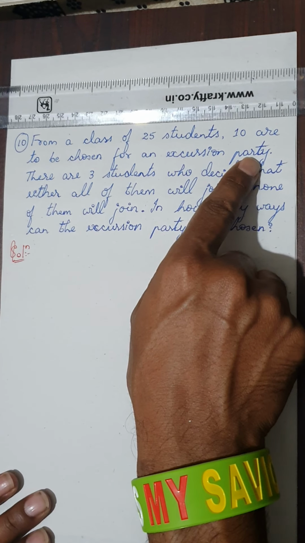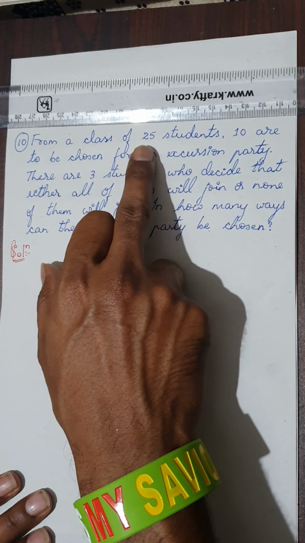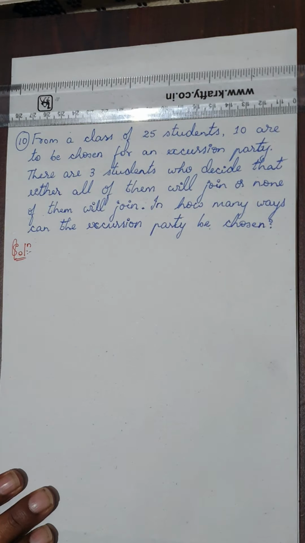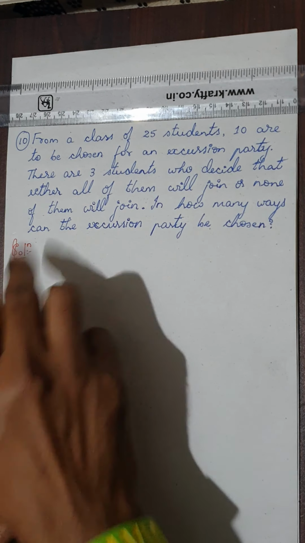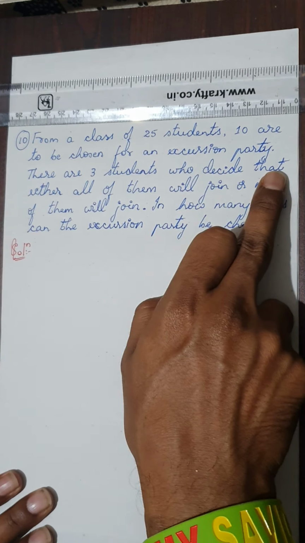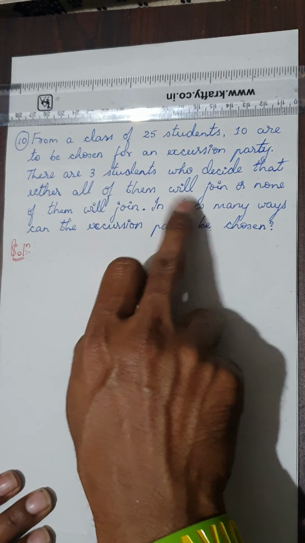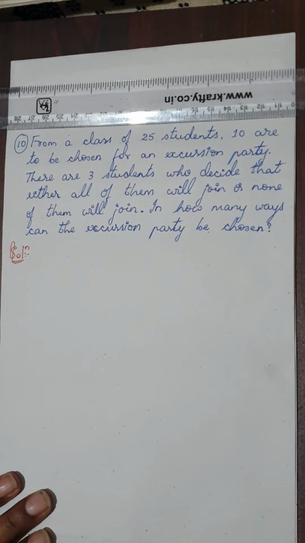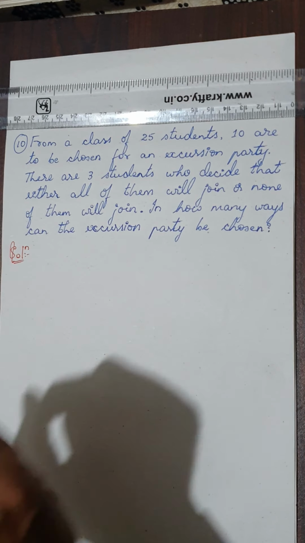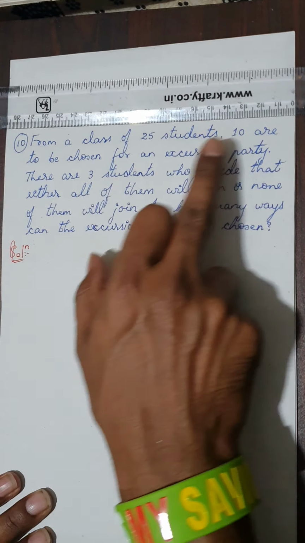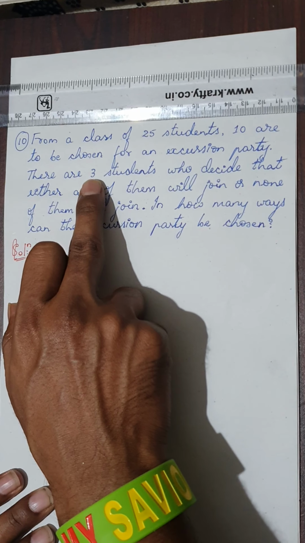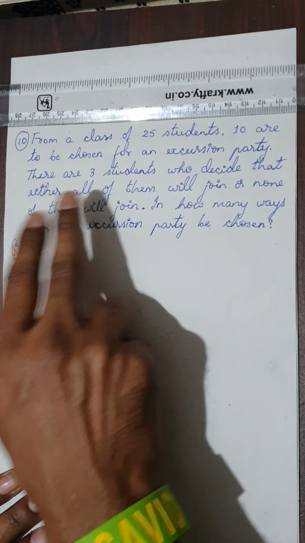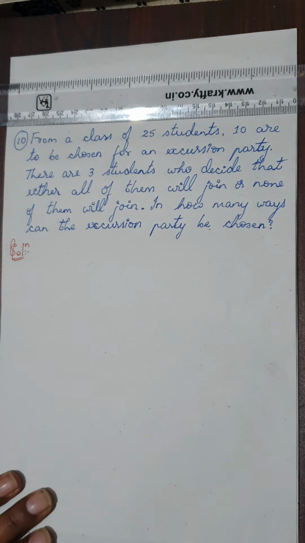Excursion means they are going on a trip outside, 25 people are going, 10 has to be selected. Sorry, out of 25 people, only 10 of them are selected. Are you understanding? The condition is, there are 3 students who decide that either all of them will join or none of them will join. I told you, these are 3 idiots. Oh sorry, 3 close friends. Among these 25, 3 people are best friends. They say, if we go, all 3 of us will go, otherwise no one should go. Such a nice question, isn't it?